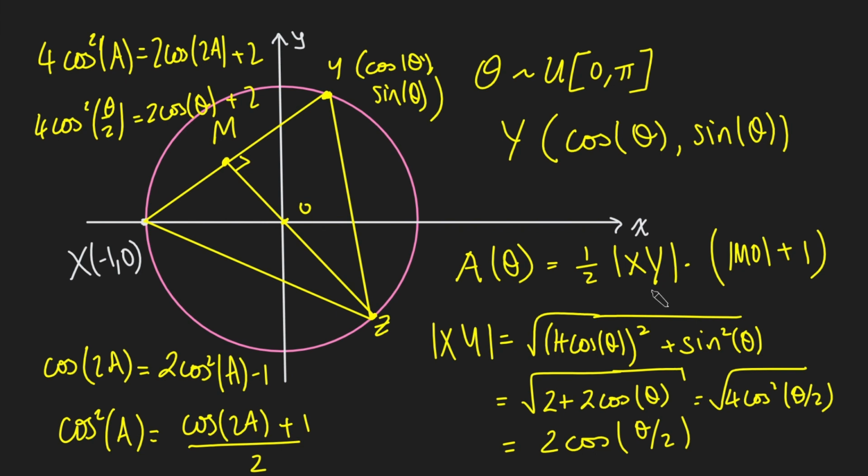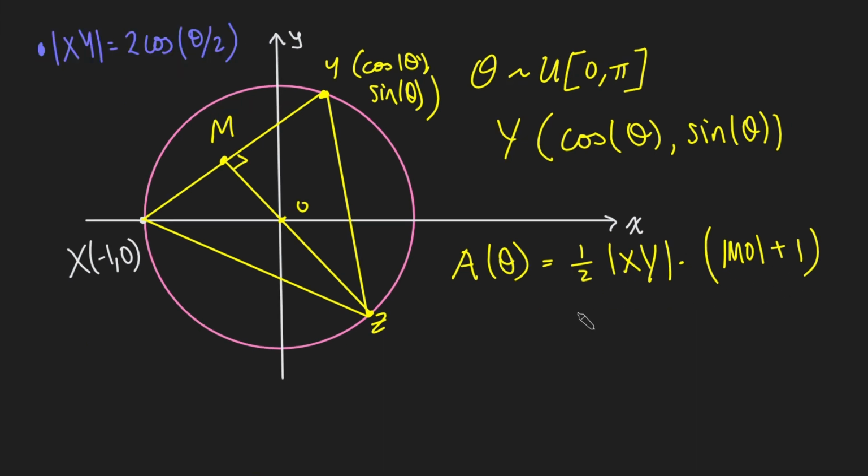Now let's work out what the length MO is, and we'll get an expression for A of theta. To work out MO, we're going to do something very similar. Let's first work out the coordinates of M. Well, it's just the midpoint of XY, so we take the average of the coordinates. That would be cos theta minus 1 over 2, so we add the two x's and divide by 2. And the y coordinate's average is sine theta over 2.